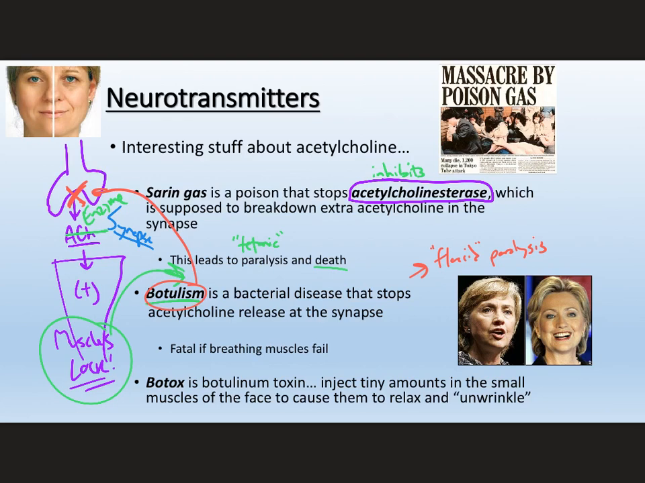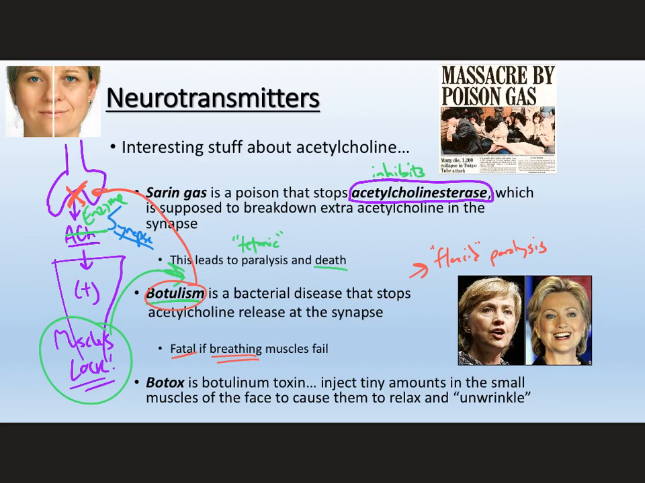All right, you cannot move your muscles, and so botulism, again, which is a bacterial disease, it's rare. You can get botulism by eating dirt. Every once in a while, there's a botulism outbreak because of some canned foods or things that weren't formed appropriately. But this too can be fatal because, again, your diaphragm could fail on you.